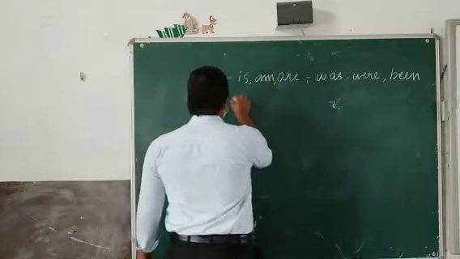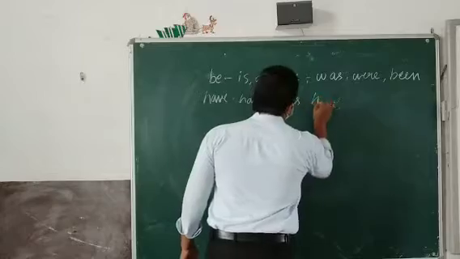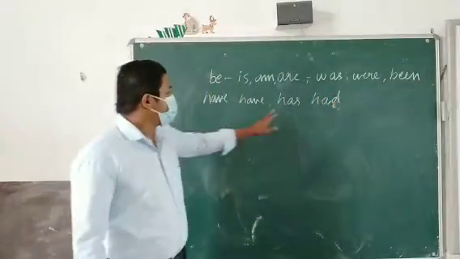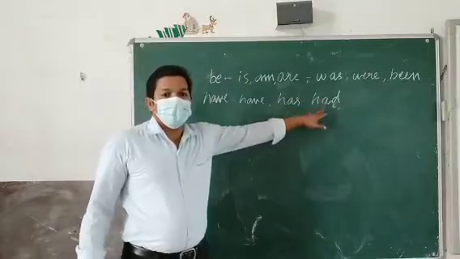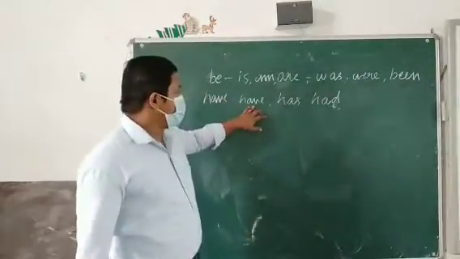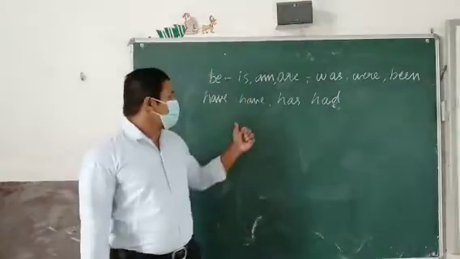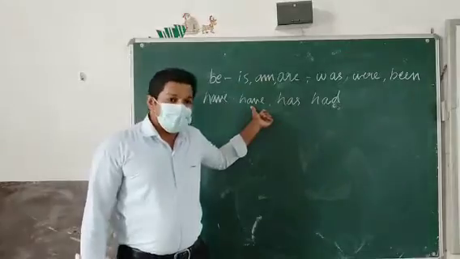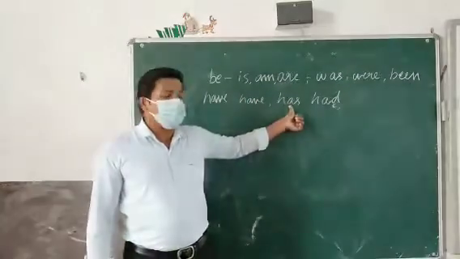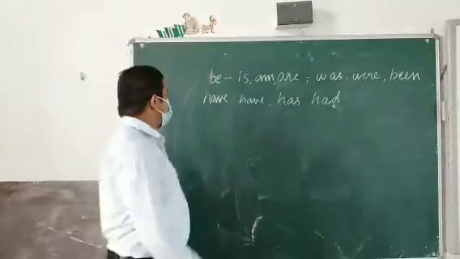It has three forms: have, has, and had. These two are the present forms, and this is the past form and past participle form. If I, we, you, or they come as the subject, then have is used. And if he, she, or it comes as the subject, then has is used. This one also you are familiar with.